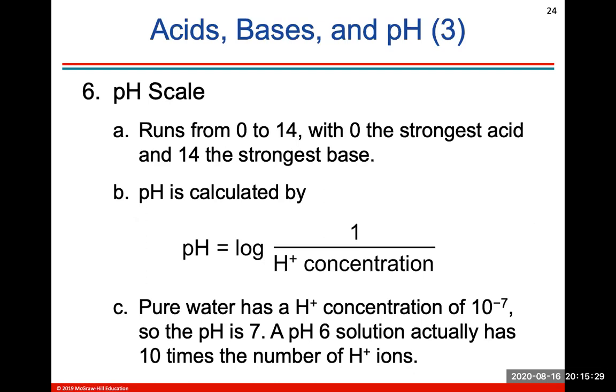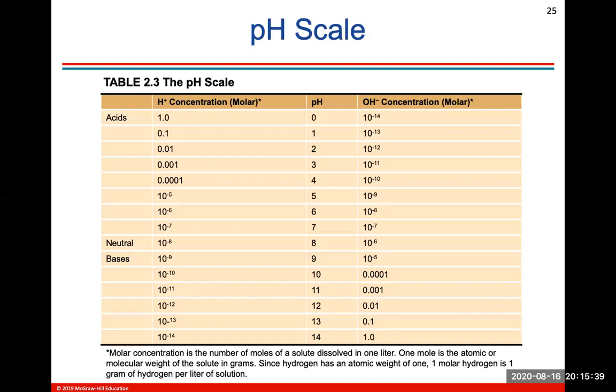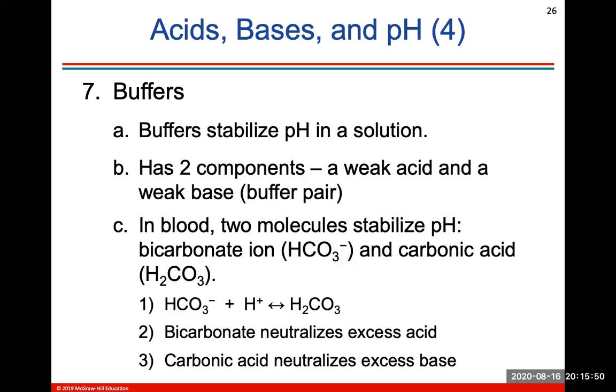Here's the pH scale. It runs from 0 to 14, where 0 is the strongest acid, 14 is the strongest base, and a pH of 7 is neutral. Here's a look at acids and bases and their relative concentrations of hydrogen ions and hydroxide ions. Buffers stabilize pH in a solution, and I'll let you read through how buffers stabilize the pH.